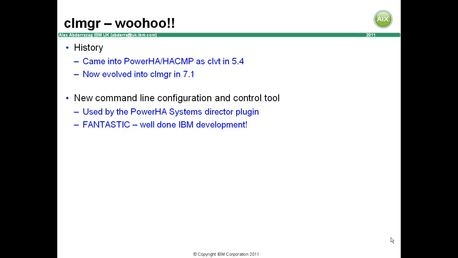This lack of a robust CLI changes now with PowerHA 7.1. A substantial amount of development effort was expended to polish up the CLVT interface and complete its capabilities. This was mainly done for the IBM Systems Director plugin, which is new also at 7.1. CLVT has now emerged into a new command called CL Manager. So let's take a look.